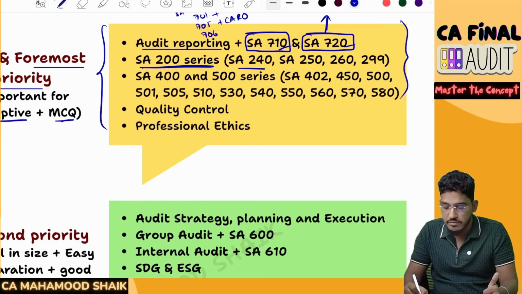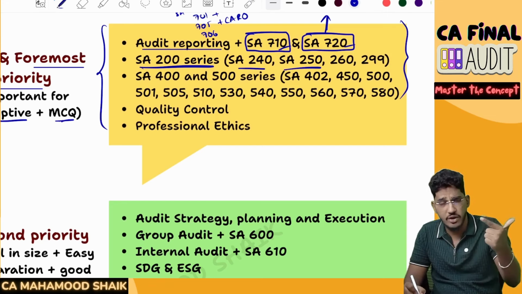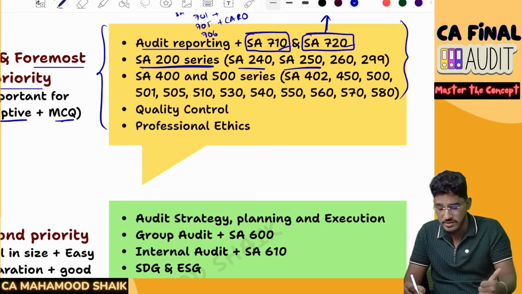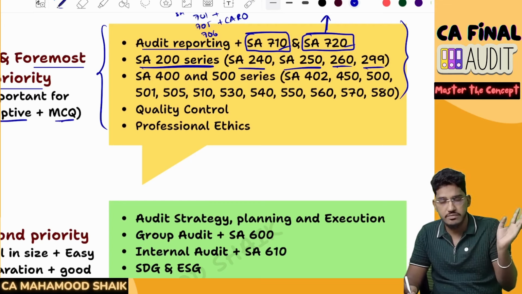SA 240, which talks about fraud and the responsibilities of the auditor. SA 250, auditor's responsibilities regarding compliance with laws and regulations. 260, communication with those charged with governance. And then we have 299, joint audit. From these 4 standards, 1 compulsory question you are going to get. Sometimes you might get 2-3 questions also, but minimum 1 question you are going to get from here.